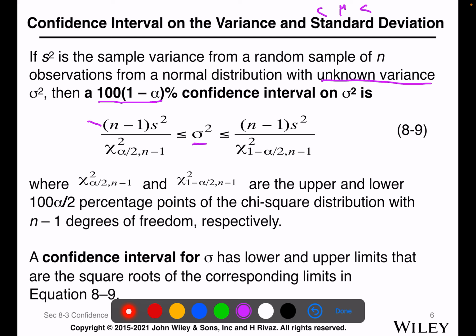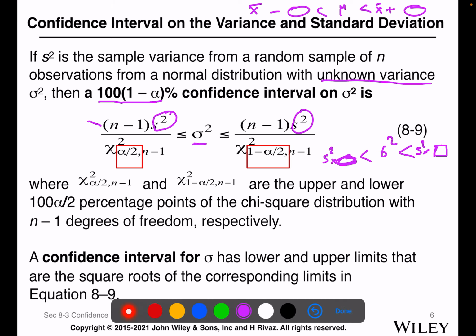One thing that is different is that it looks very different compared to the previous equation. For mu, for example, the confidence interval was x bar minus something and x bar plus something. Here it is not like that at all. Here we have sigma squared between s squared times something and s squared times something else. Here I drew an ellipse, and here I drew a rectangle, because the things that are multiplied by s squared in these two cases are different.